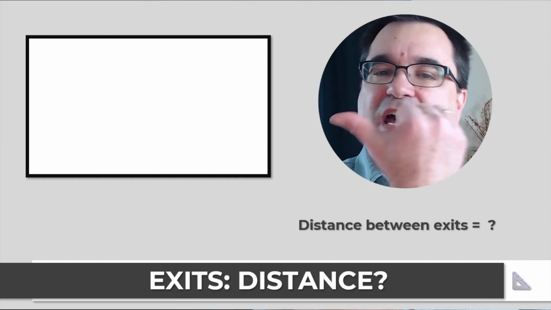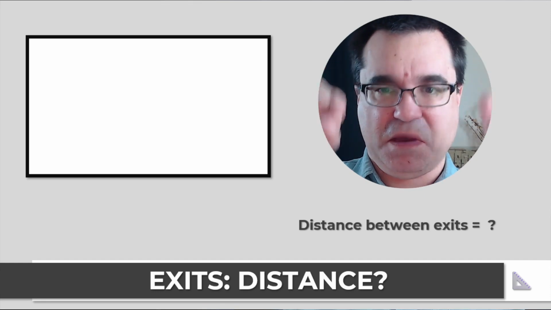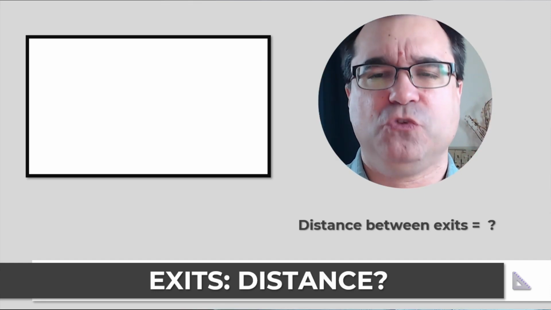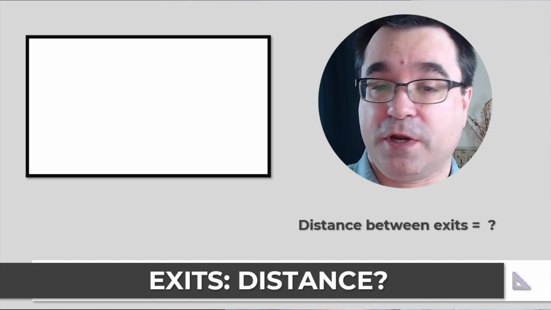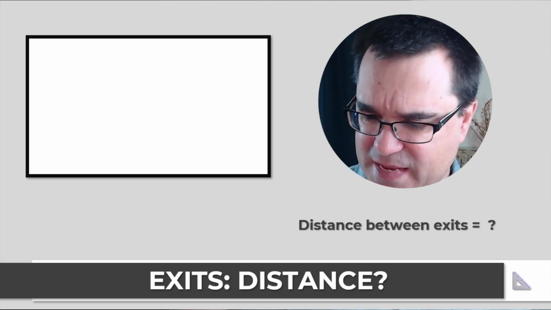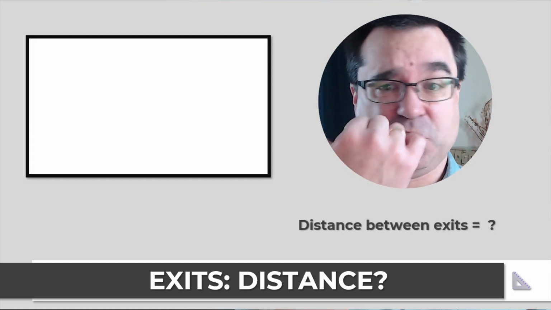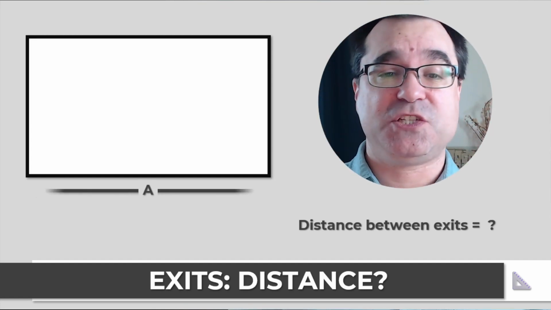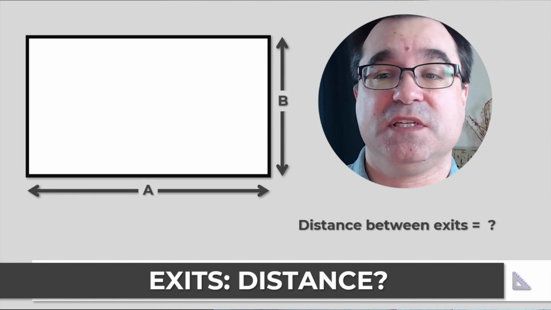So let's say we have a very simple floor area. It is just a rectangle, super simple. How do we figure out the distance between two exits that are in this floor area? Notice I'm not showing anything, okay, beyond just this area. Let's assume that the length of the area of this space is A and the width of it is B.